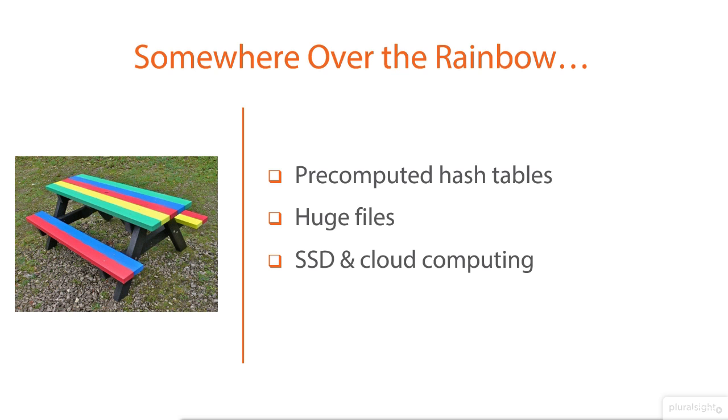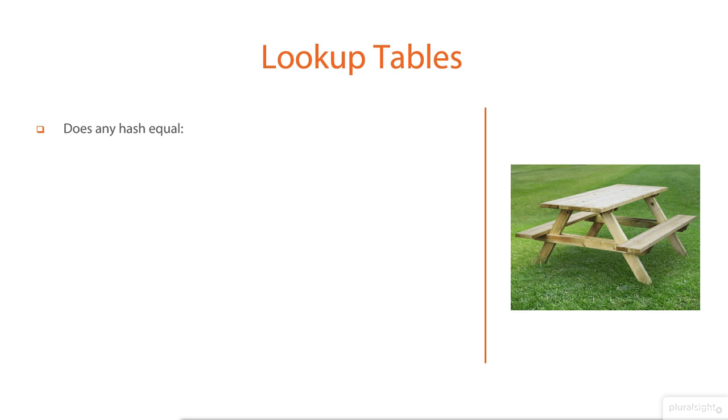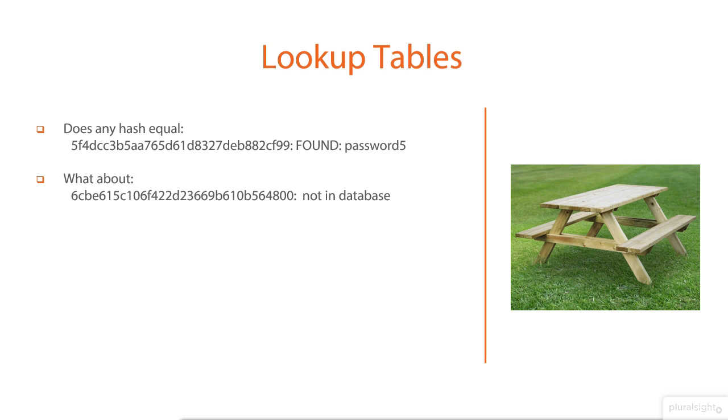Now, there's another type of table out there that we can utilize. They're just called lookup tables. Just a plain old table. And what it does is it basically says, does any hash out there equal this particular hash? It's just a table of hashes. Oh, look, I found one, and the password was called password 5 because that's what the hash equaled. Well, it continues to go through those tables, maybe saying, hey, what about this one? Oh, not in the database, so nobody's got that password or that hash.